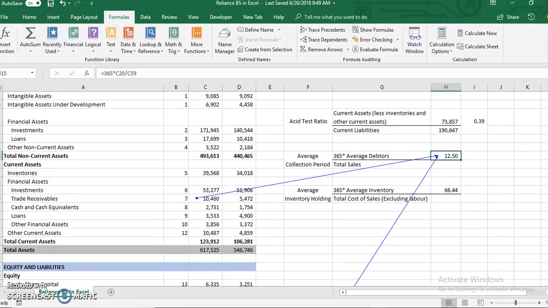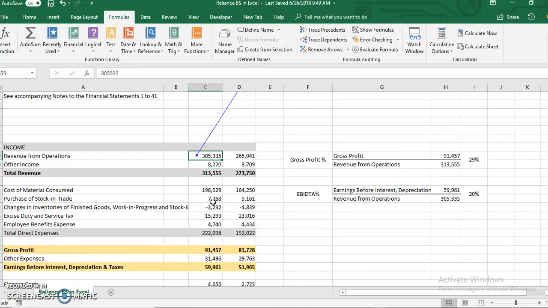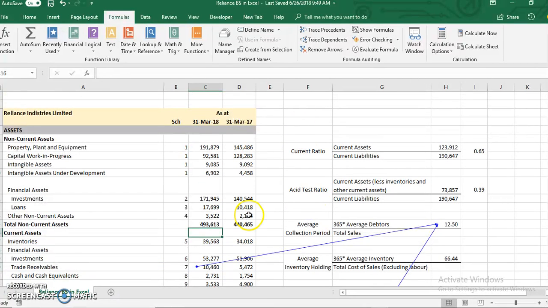Now here we have another catch. Since the debtor receivable is very low and the sales are pretty high, there may not be a lot of sales on credit. Maybe most of the sales are on cash. So from the face of the financial statements, we don't know how much is credit sales and how much is cash sales. For the sake of simplicity, I am calculating based on the total sales. However, in reality, you should calculate it based on the credit sales only. Then only will we be able to get the real average collection period.